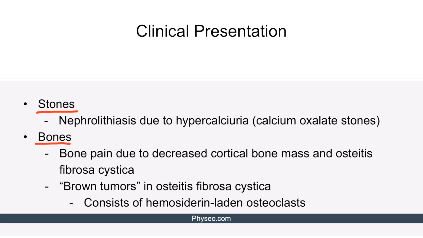Next is bones. Hypercalcemia is notorious for causing bone pain. Bone pain is primarily caused by the effect of parathyroid hormone on the bones. Parathyroid hormone decreases the cortical bone mass and induces osteitis fibrosa cystica. This is because excess parathyroid hormone activates osteoclasts, which are bone macrophages. Osteitis fibrosa cystica is characterized by brown tumors. These are the areas of intraosseous hemorrhage, which are later filled with the hemosiderin-laden osteoclasts. Hemosiderin is what gives these masses the brown color.